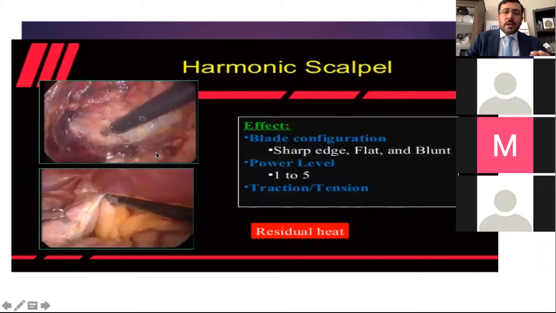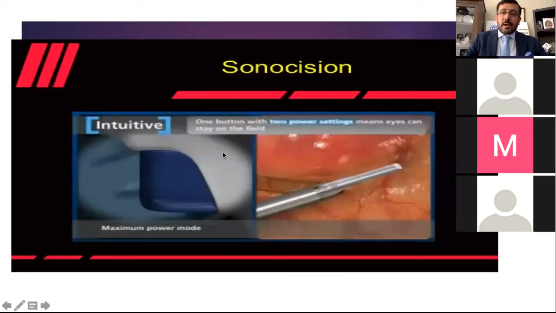I love this harmonic, especially in endometriosis, where I routinely use it for dissection, because you need pelvic dissection and all that area, and it's excellent. This is a sharp edge, flat, and the power level is also 1 to 5. It depends on the space where you are doing the surgery. And again, the tension and traction that I have mentioned earlier. When you are using this, there is no need to pull more. Yes, you need to pull, but not very much. Then you can cut and dissect that area, and there will be less chance of bleeding.